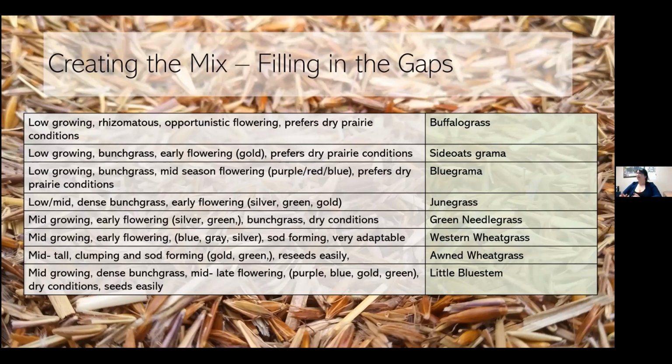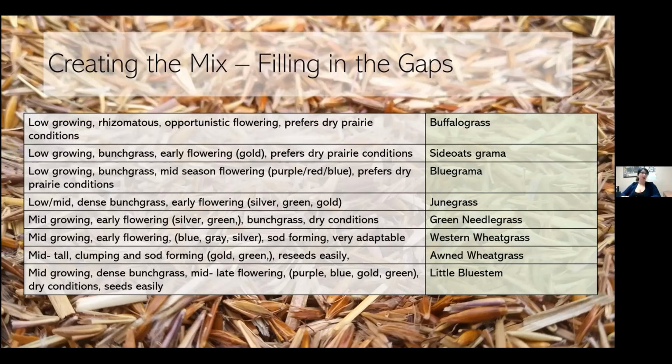It's early flowering, gets that really silver green gold, starts as a dense bunch grass, really showy. And what I really like about June grass is it changes through the season. Then your mid-growing, early flowering or your green needle and your western wheatgrass. The wheatgrasses are really good to put in at the beginning of a project because they are so adaptable and they are quick to grow, they're quick to spread.